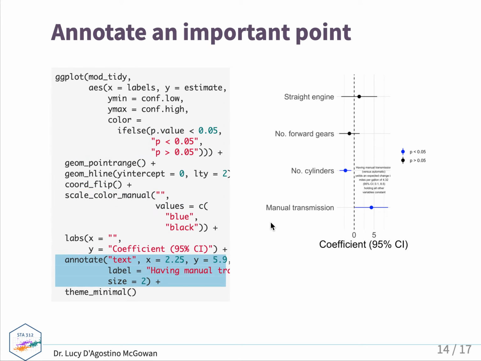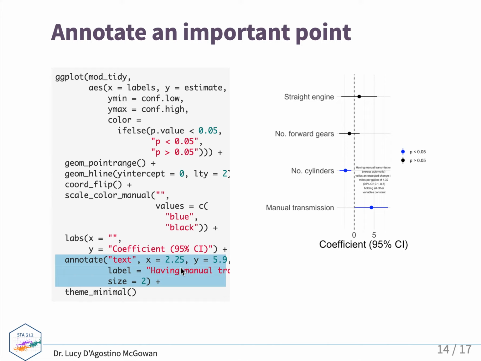All right, the next step is highlighting an important point. And so to do so, you can use the annotate function, and you can annotate in all different ways. One way is to put text. And so what you do is you specify what manner in which you'd like to have an annotation. And so in this case, I would like to have some text here. And you say where you want that text to be. And so I specify that I want it to be at 2.25 on the x-axis and 5.9 on the y-axis. So that's going to be somewhere around here.